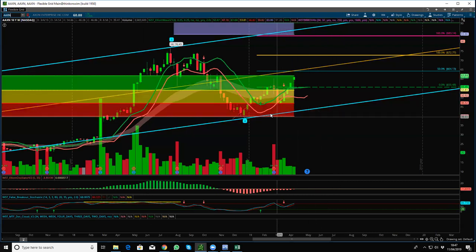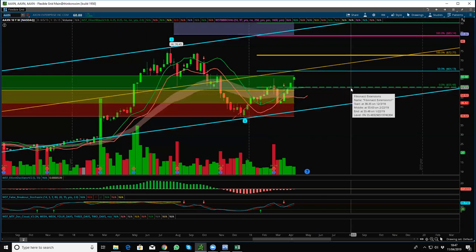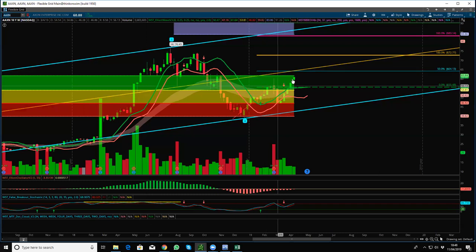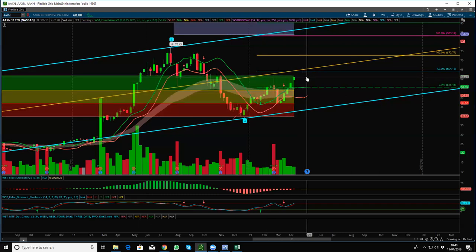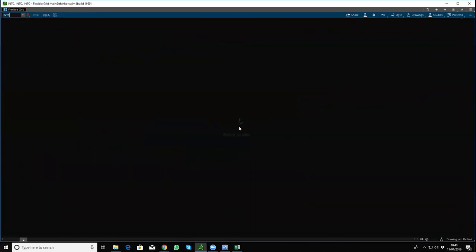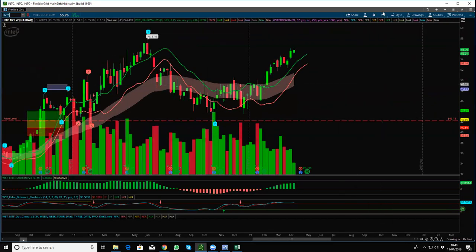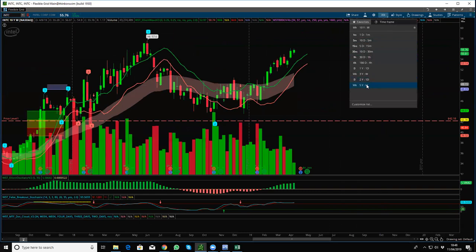Again, for me, it wasn't just the 6-4 moving average high. I wanted to get above the cloud as well. 55.48 was our entry, and it's at the highs of the week already. INTC is another example, not a great example. I just need to change that time frame.